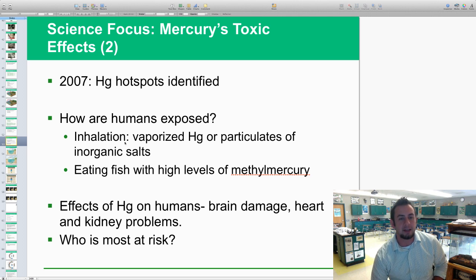How are humans exposed? Well, inhalation is one route. Vaporized mercury or particulates in the atmosphere of inorganic salts can contain mercury, and that can cause some really, really bad problems.